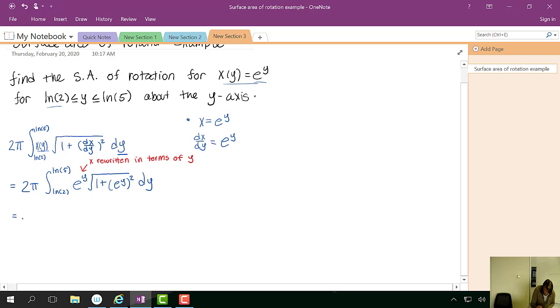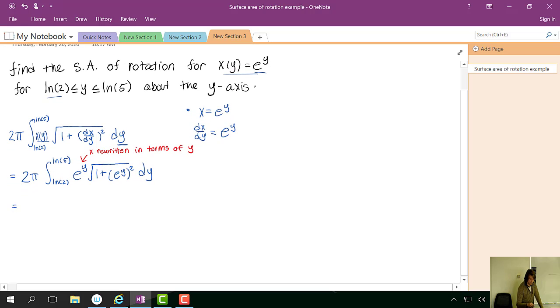So now we have an integral. How would you go about solving this one? Any guesses for how we should try to start solving this one?